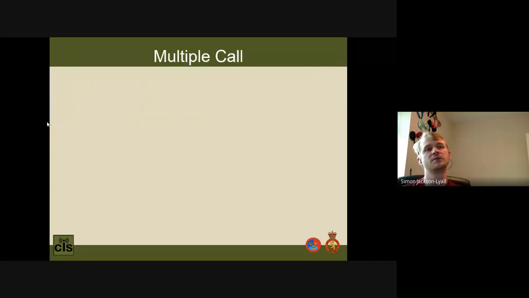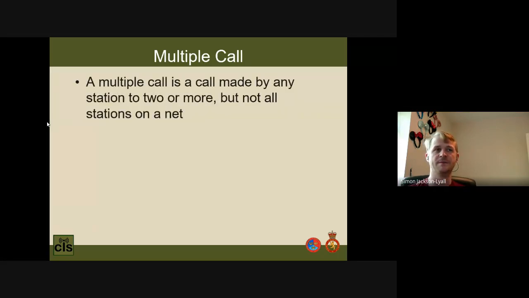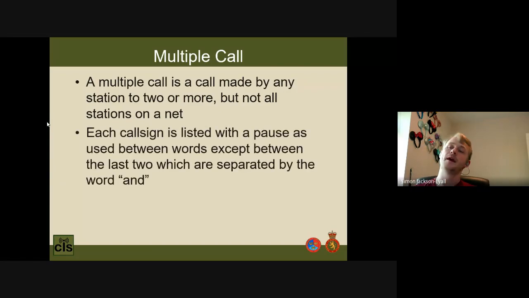So let's look at a multiple call now. Multiple calls can be made by any station to 2 or more, but not all the stations on a net. We'll cover how that works in a second. Each call sign is listed with a pause, as used between words, except between the last 2, which are separated by the word "and", which sounds more complicated than it is. Have a look at the example and it should make total sense. You basically list all the call signs.